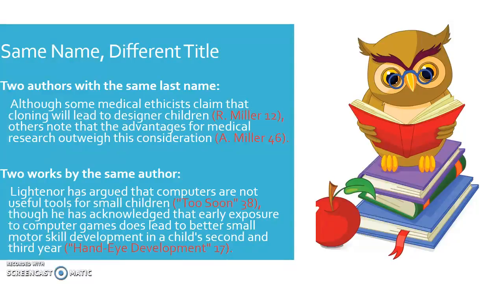If you're using two works by the same author, you're going to put the article title and not just the last name. So if you have 4 or 5 sources by the same writer, let's say it's Miller, you're not going to put Miller 38 and Miller 17, because we're going to assume that comes from only one source. Instead, you are going to put the article title.